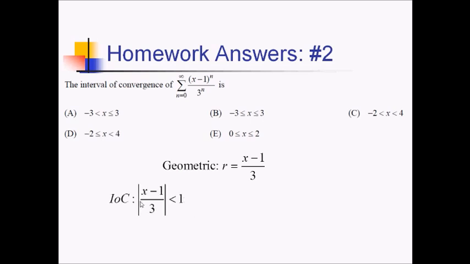Now I'm going to solve for x. So to do that, let me multiply both sides by 3. And then I can rewrite this absolute value inequality as negative 3 less than x minus 1 less than positive 3. One more step, I'm just going to add 1 to all 3 sides to get x by itself. So I'll end up with negative 2 less than x less than 4. And since this is a geometric series, I know that I'm not going to converge at these two endpoints. I'm definitely strictly less than, no equals in here. So I can accept negative 2 less than x less than 4, choice C, as my final answer.